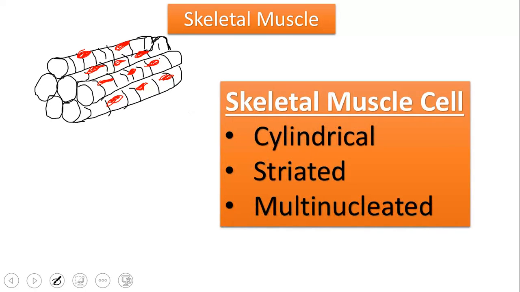Here we have a diagram of a skeletal muscle. Note that skeletal muscles are cylindrical in shape, they are striated, and they are multinucleated. That means that in one cell there is more than one nucleus.